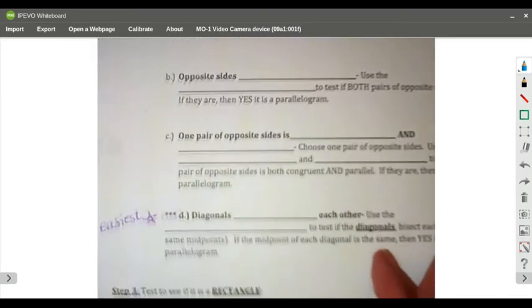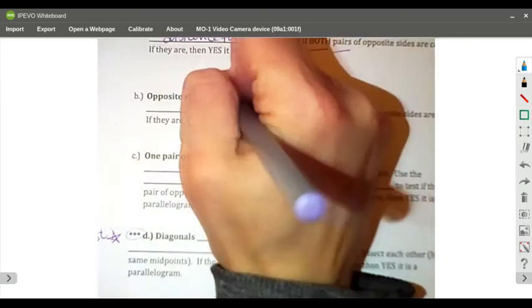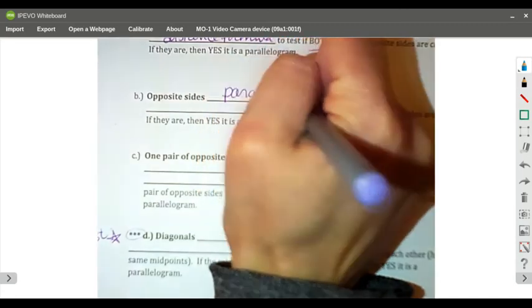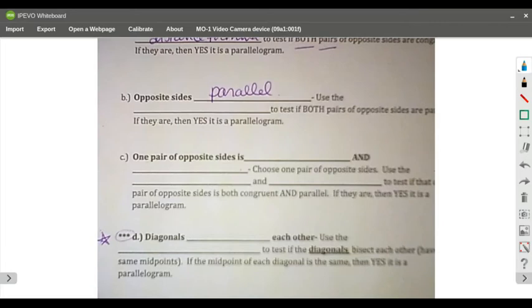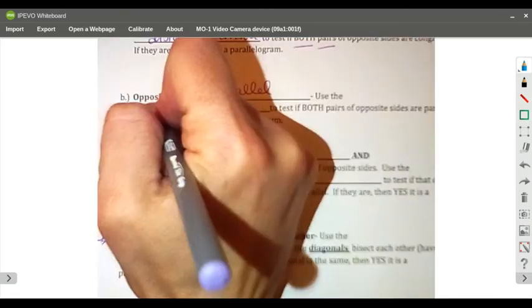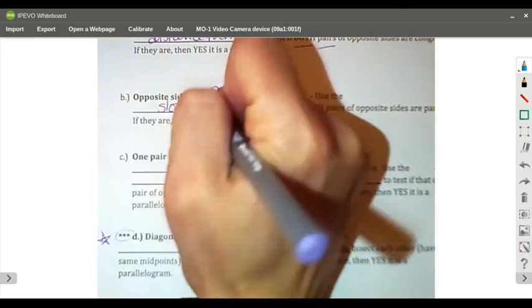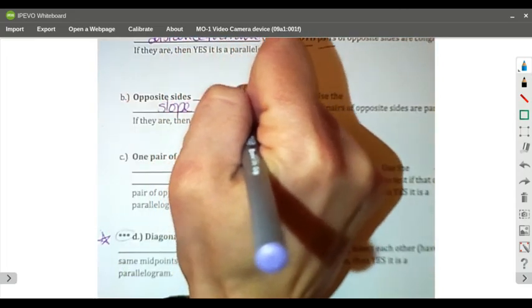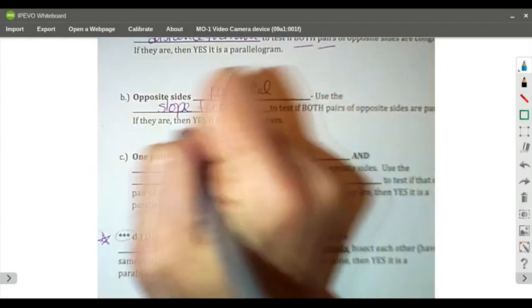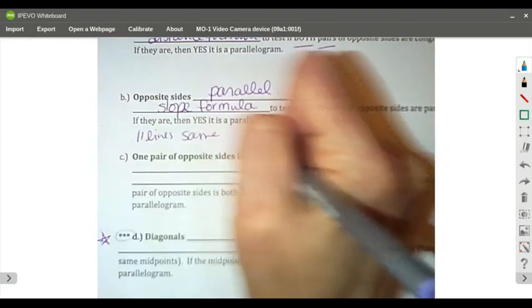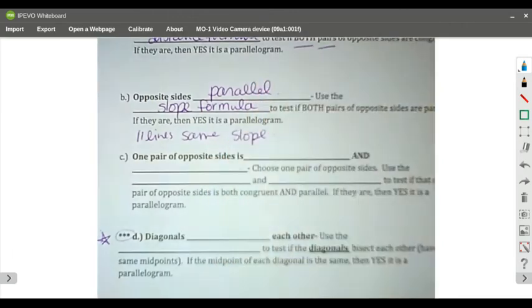The next one is opposite sides are parallel. So that's another way you can show if the shape is a parallelogram. You can check to see that both pairs of opposite sides are parallel. You may remember learning about slopes of parallel lines back in probably middle school, but that's what you would use. You would use the slope formula. Parallel lines have the same slope. So that's what you would be looking for.